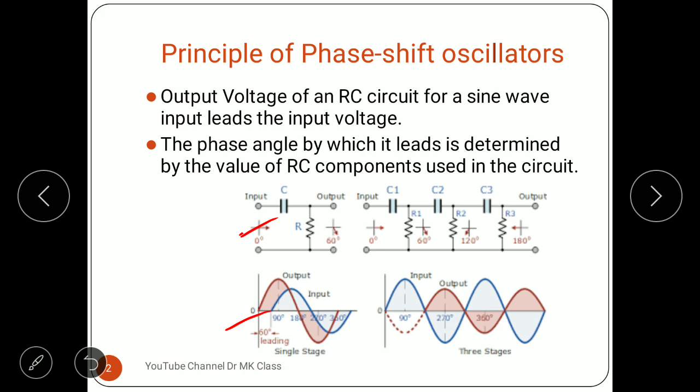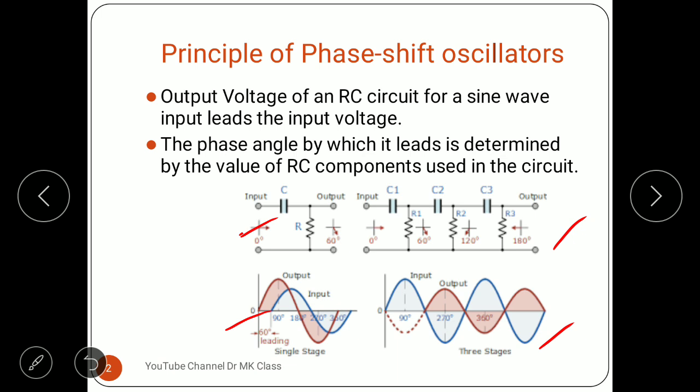The output voltage of an RC circuit for a sine wave input leads the input voltage. The phase shift angle by which it leads is determined by the values of the R and C components. So we have to choose the R value and C value such that it gives a 60-degree phase shift. If it is 60 degrees, then similarly we can put 3 stages of RC, and it will give a 180-degree phase shift.